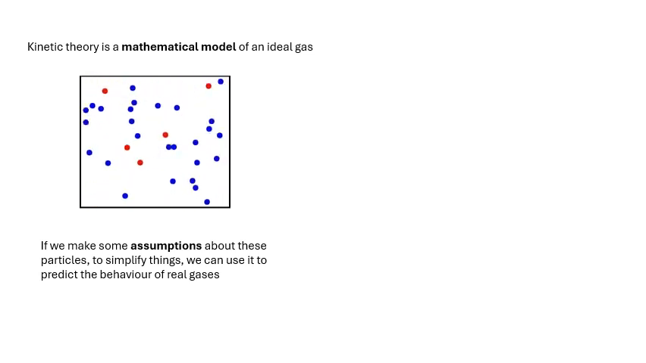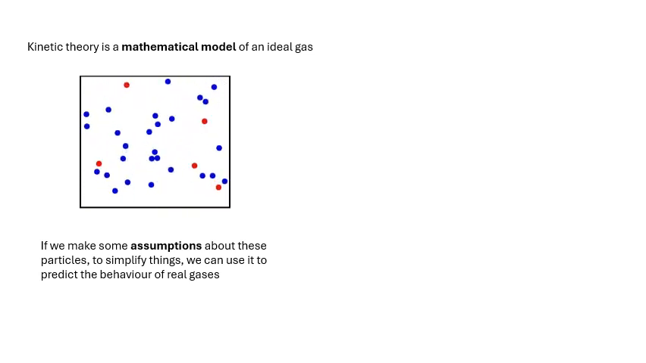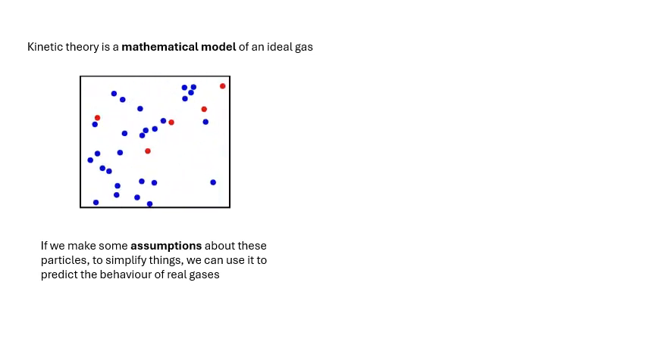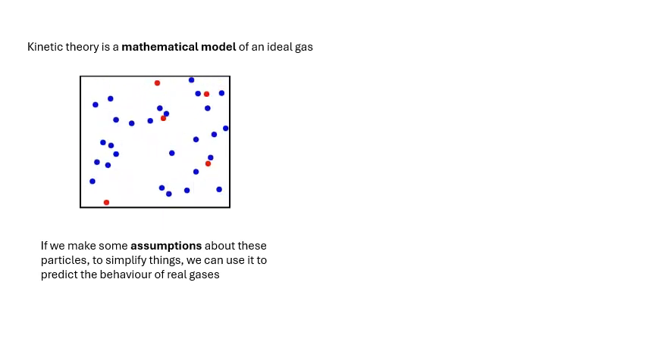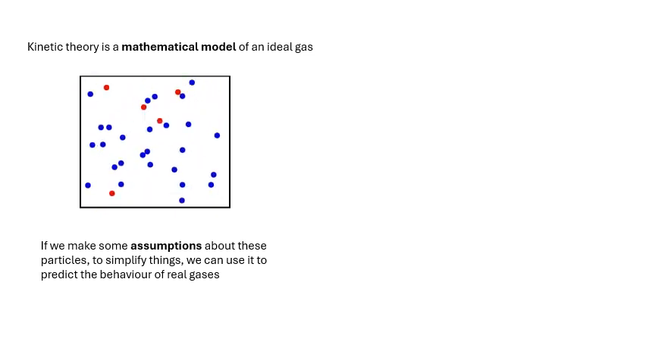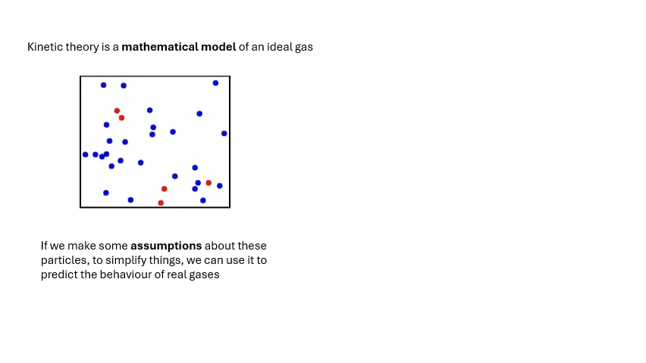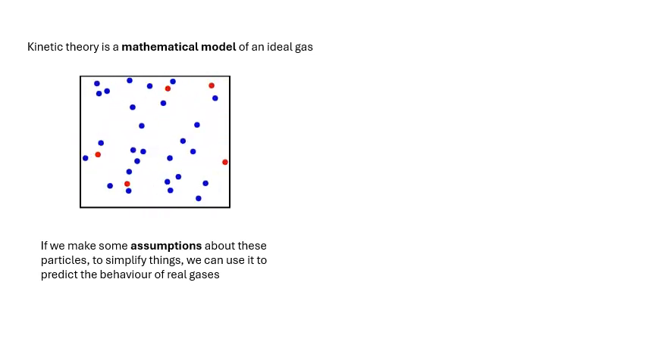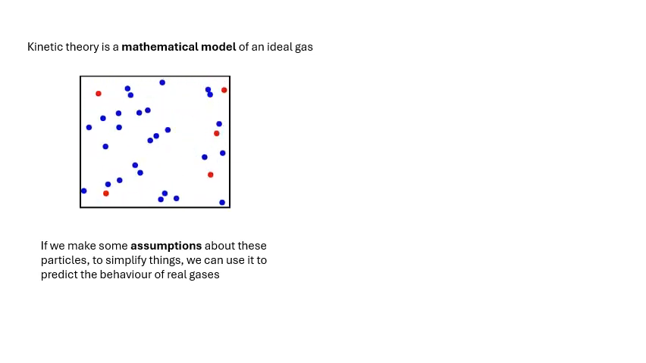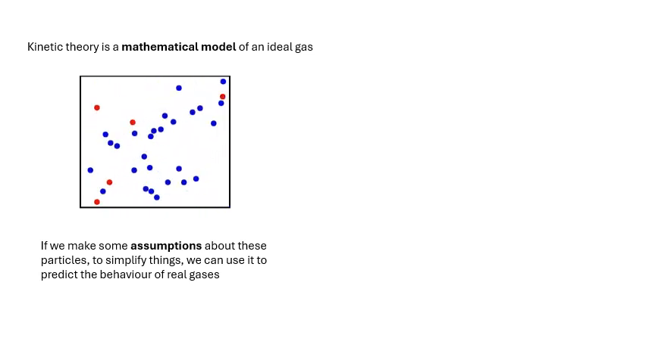But anyway, kinetic theory is a mathematical model. And what is this model? It's just a load of balls bouncing around inside a box. If we imagine a gas to be lots of little balls bouncing around in a box, then we can use Newton's laws of motion, we can use conservation of momentum, we can work out an expression for the pressure of a gas. We need to simplify our model. To do that, we need to make some assumptions, and you need to learn these assumptions.